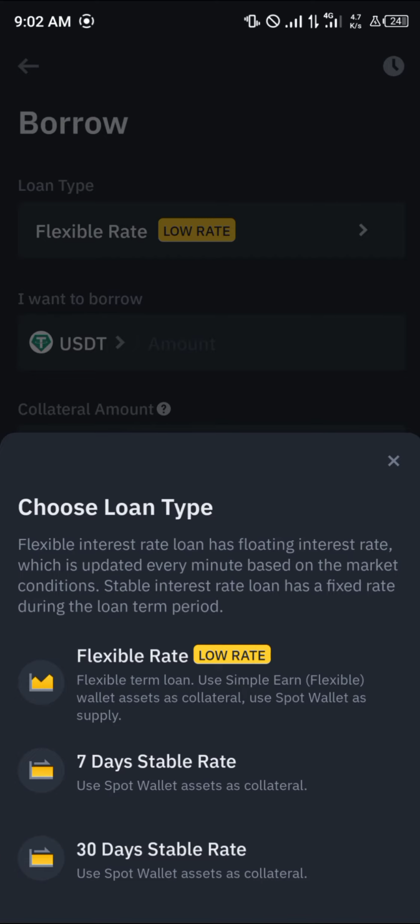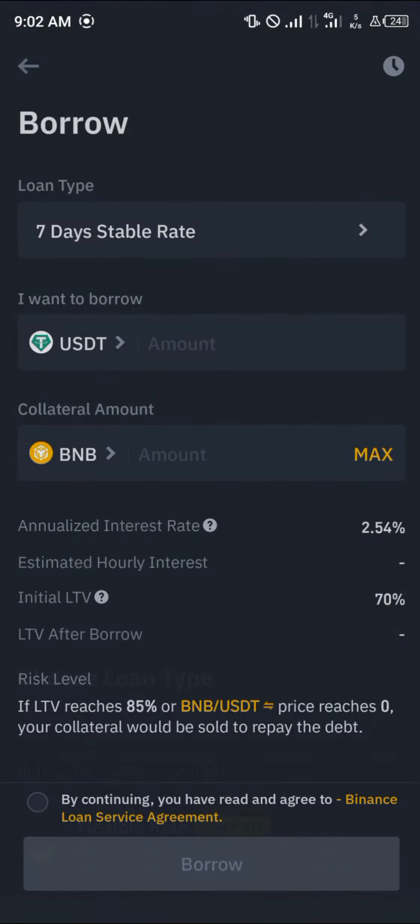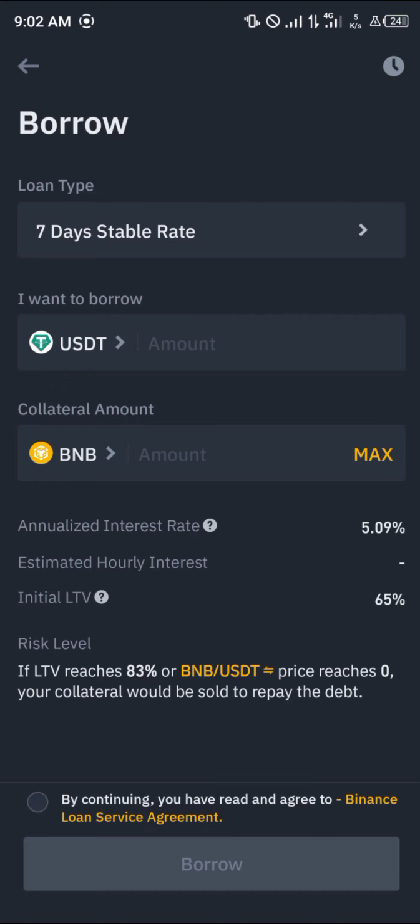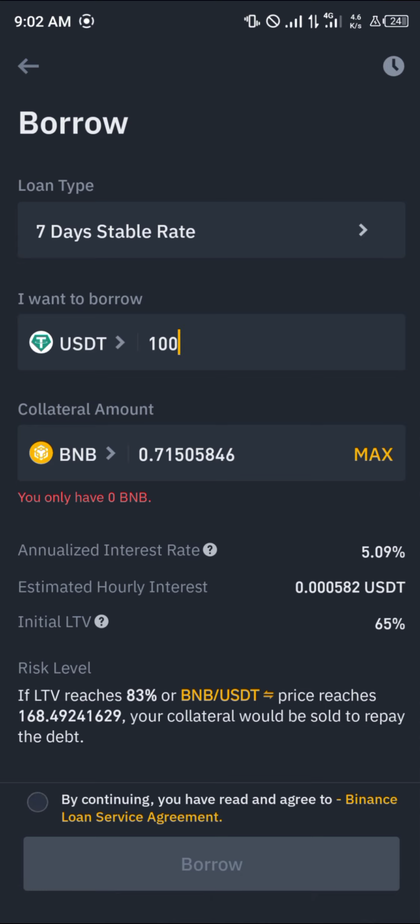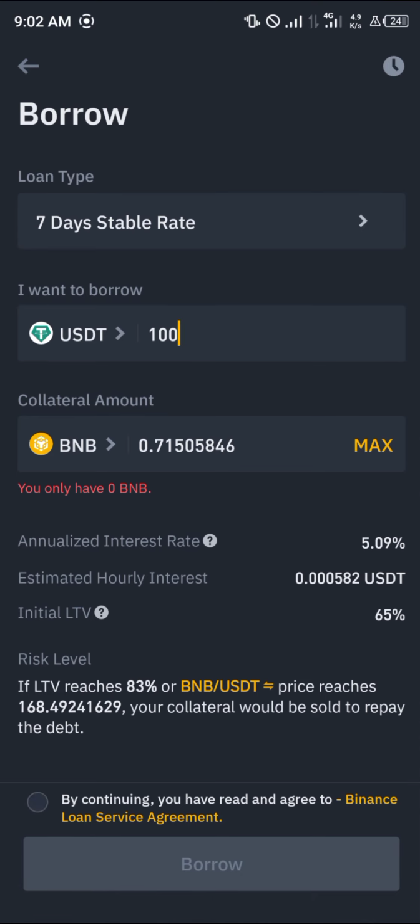So now once you've selected the loan type you wish, let's say a 7-day stable rate, enter the amount of USDT. Let's say I want 100 USDT. I'm going to need 0.71 of the BNB in exchange. So now at least we know how much BNB is needed as collateral to start the borrowing process. And also you can have a look at the annualized interest rate, which is 5.09%, and then your initial loan term value. As you can see, the risk level is also shown.